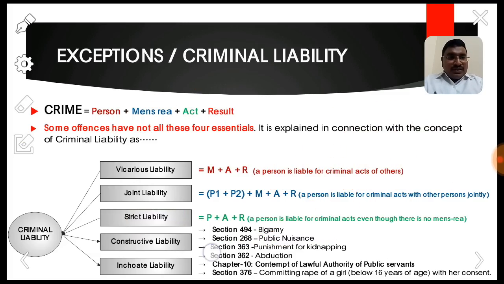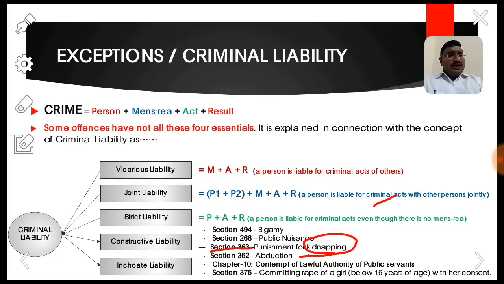Next, section 363, punishment for kidnapping. Whenever a person takes away a minor or insane person without the consent of the lawful guardian, it is simply said to be kidnapping. I am not talking about the technical meaning of kidnapping, however, I come very near to the technical meaning of the word. Simply, if a person takes away a minor or insane person from the lawful custody or lawful guardianship of a particular person, it is said to be kidnapping.